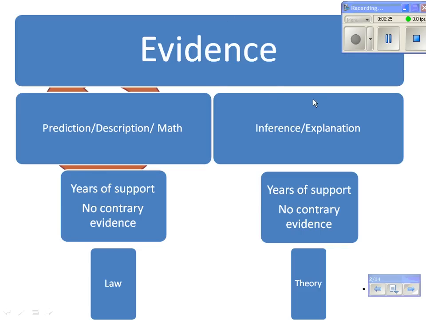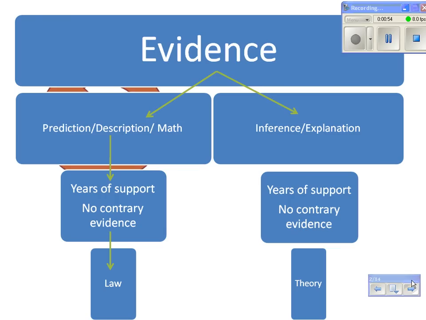You always start with scientific evidence, and that evidence can go in two different directions. If we go off to the left, we have evidence that's more of a description of an event. It just says, if this happens, then this will happen. Okay? You keep doing that same experiment over and over again, nothing comes up that goes against it, you have a law.